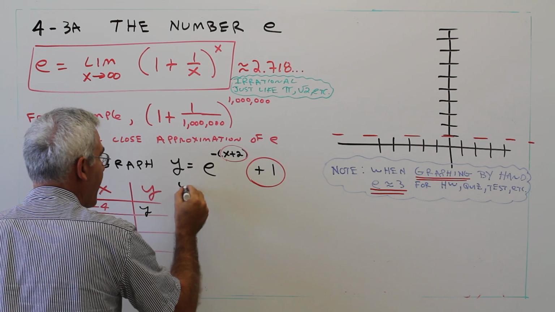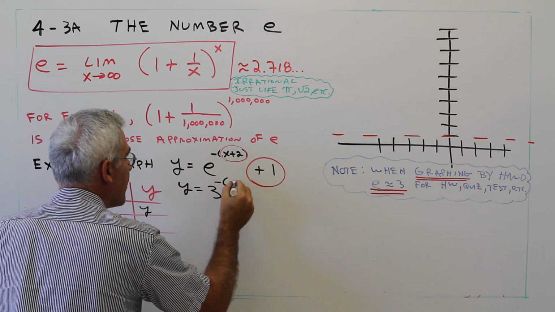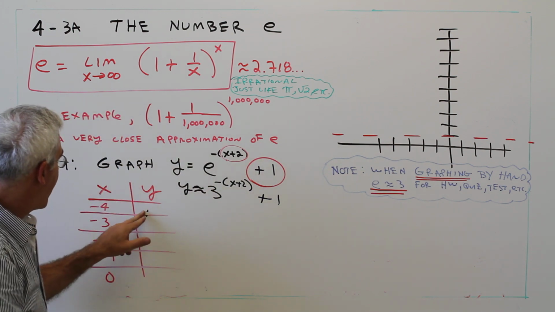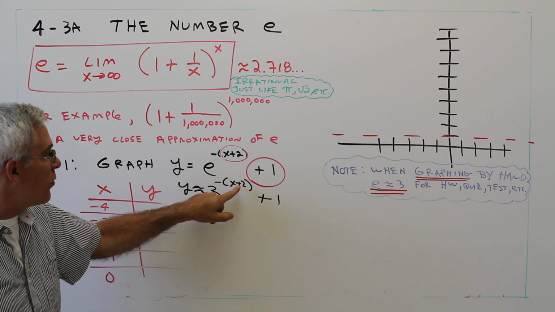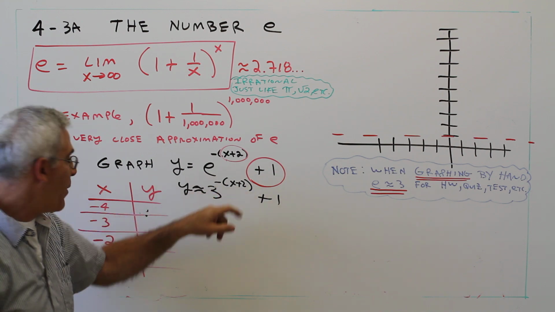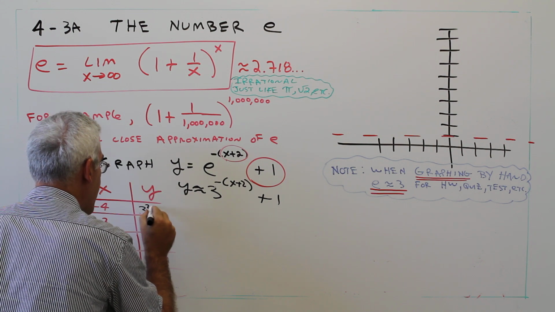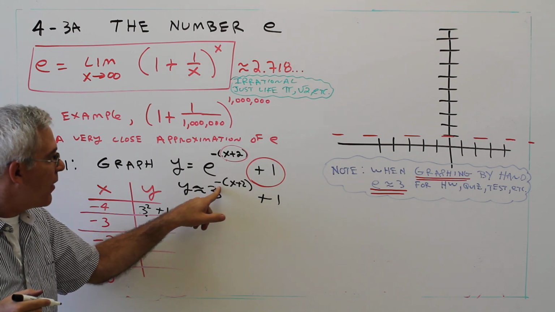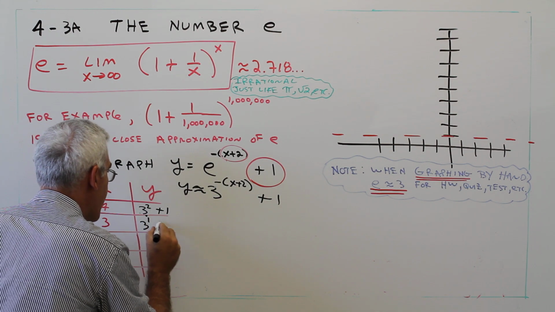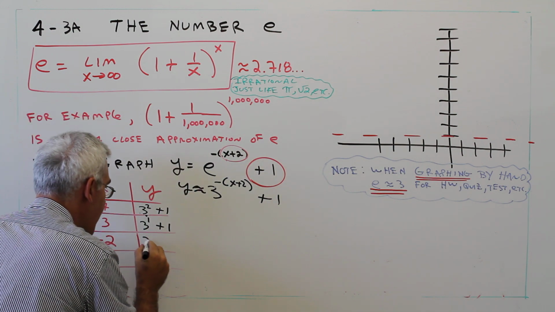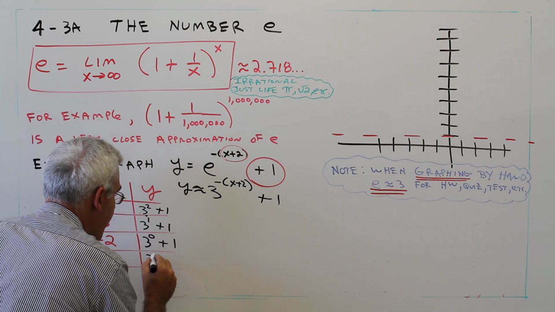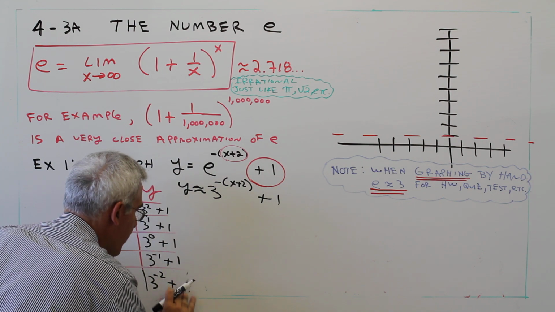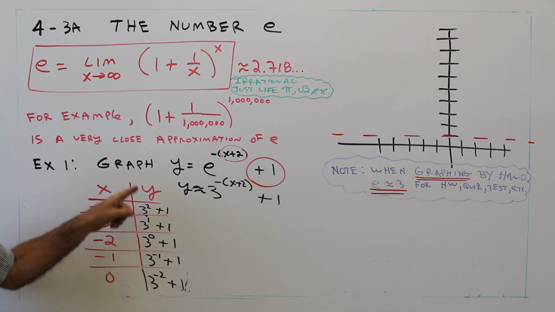First I'm going to rewrite this as y equals 3 to the -(x + 2), plus 1. All right, so if I've got -4, add 2 is -2. The opposite of -2 is +2. So really quickly, 3 squared plus 1. If x is -3, add 2, that's -1. The opposite of that is +1. 3 to the 1 plus 1. Likewise, 3 to the 0th plus 1. 3 to the -1 plus 1. And 3 to the -2 plus 1. Okay, so you can see they're very friendly.